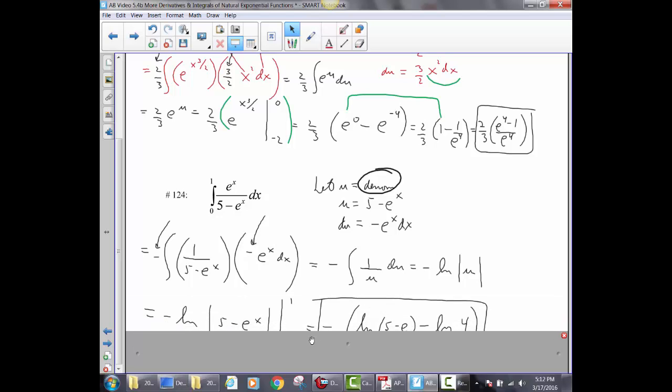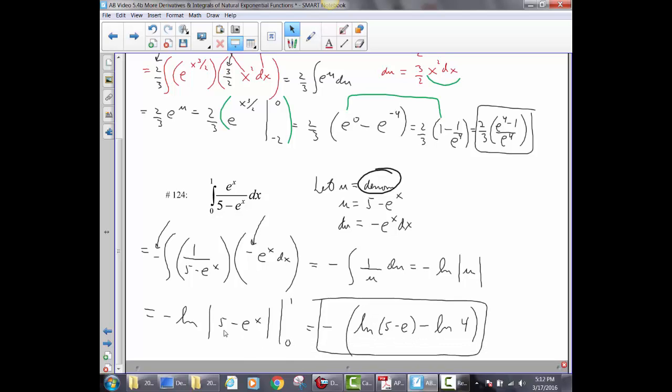But you can't leave it there, because u is 5 minus e to the x, and you're looking for an actual value. So you have to plug in the 0 to 1 before you're done. You'll plug in 1, you'll get ln of 5 minus e. There's a minus out here. And then minus, you'll plug in 0, and you'll get 5 minus e to the 0, which is 5 minus 1, which is 4, and the absolute value of 4 is 4.